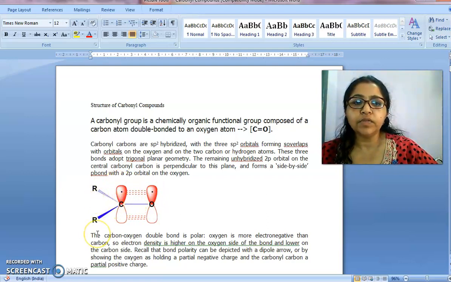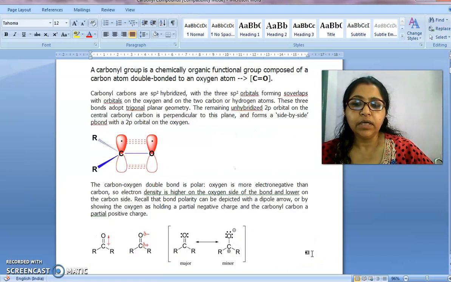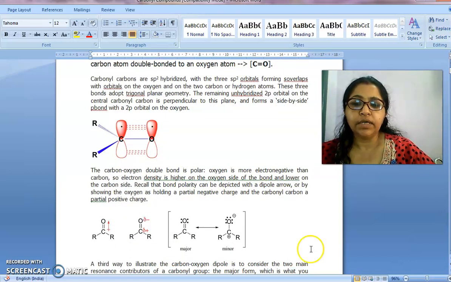So 3 sigma bonds means it is s, p and p, that is sp2 hybridized, and 1 p orbital, the third p orbital, is going for vertical overlap. So this is what we see here, and this particular bond is highly polar. We have here our C double bond O, and oxygen is highly electronegative, and therefore it gets a partial negative charge, and carbon gets a partial positive charge.